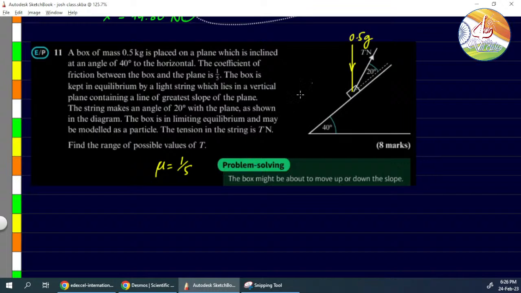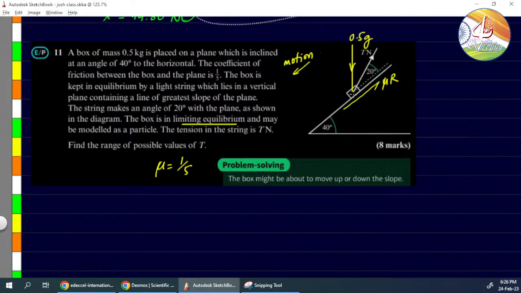Is it trying to slip downwards or upwards? I think upwards is not possible because he's telling it is held in place. Okay, yes, held in place means it is trying to slide downwards. So this is the direction of motion or tending motion. So friction has to be opposite to it. And because it is in limiting equilibrium, this has to be mu times R.